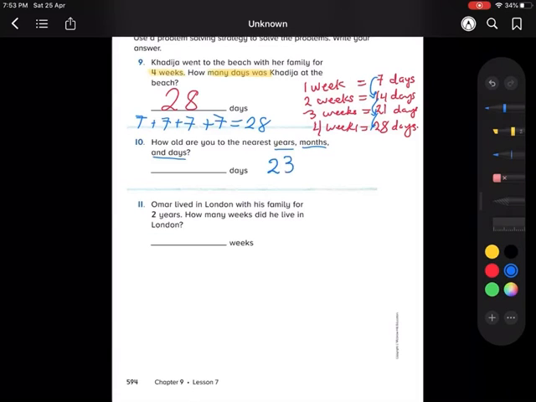I am 23 years old. How many months in 23 years? Every year has 12 months. So 23 multiplied by 12. I will multiply because my age is very big. I have 276 months. And how many days? 8,280 days. Hoo-hoo, I'm so old.